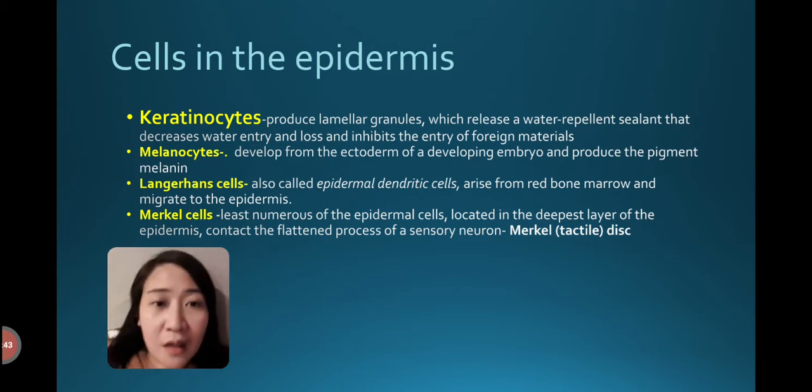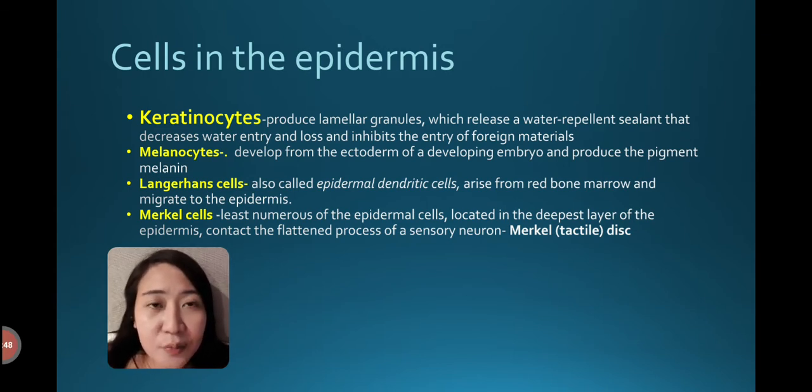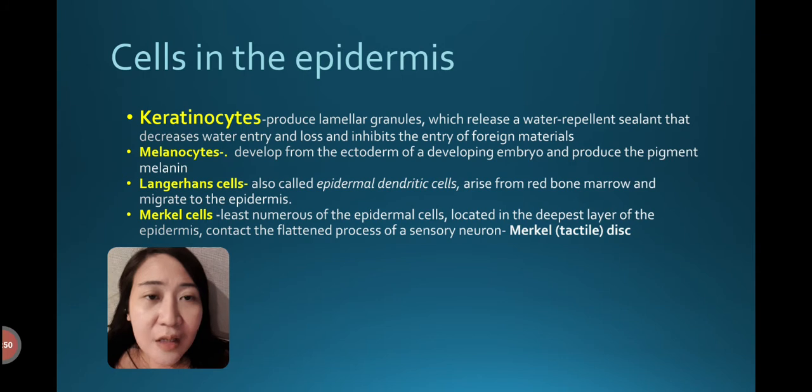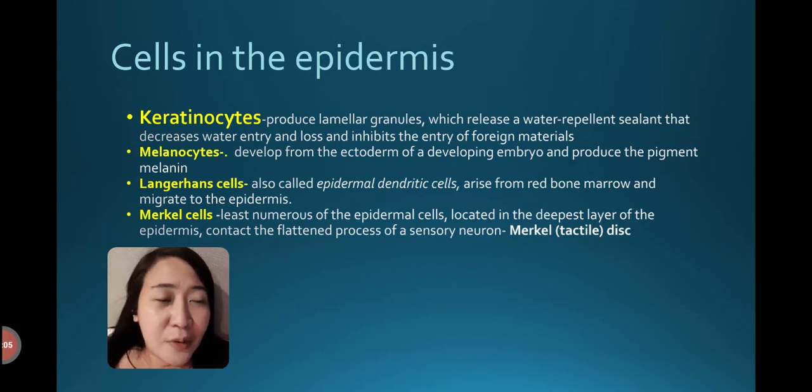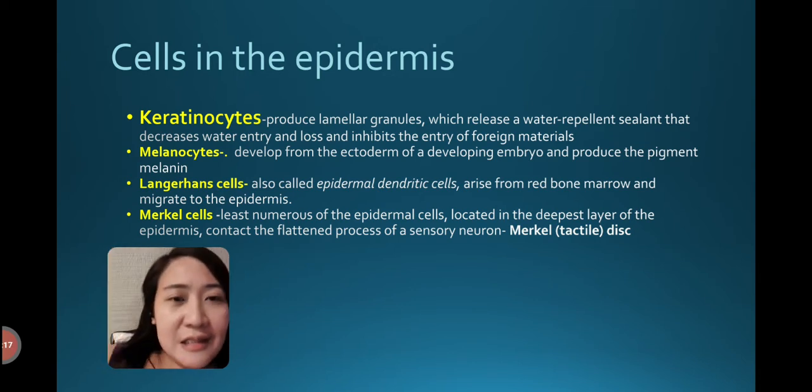Kung ano tayo, yung sa cells natin, kung pumuputi or maitim. So, Langerhans cells, also called epidermal dendritic cells, arise from the red bone marrow and migrate to the epidermis. Yan yung Langerhans cells protection natin. And Merkel cells, the least numerous epidermal cells, are located in the deepest layer of the epidermis. They contact the flattened process of a sensory neuron, the Merkel or tactile disc. Yun, for the sense of touch, the Merkel cells.